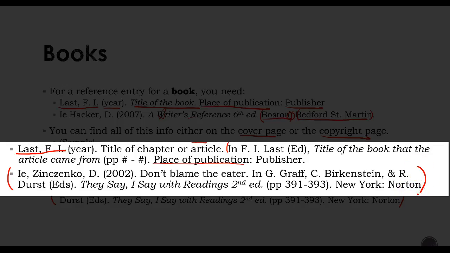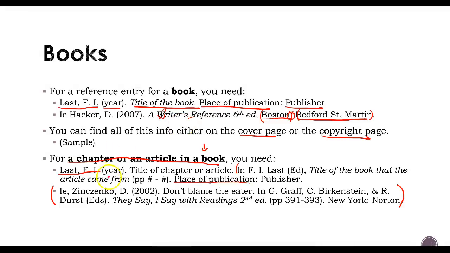So if you're going to cite the Zinchenko piece in your first essay, you can just use this one right here. But in order to create one for the article that's going to be the basis for your summary or response, this last part will basically stay the same, but you're going to need to add the author and the year and the title. So that's how to do books.